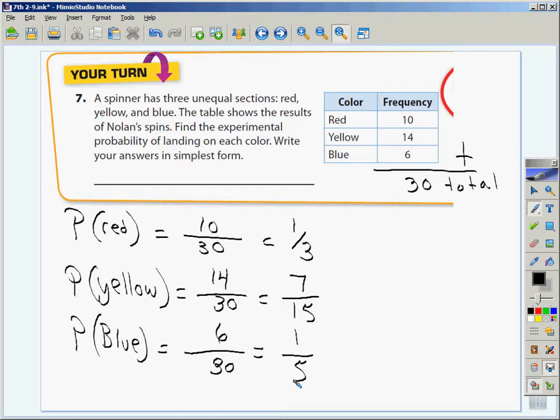Experimental probability will always have data. Always. They had to do an experiment to get experimental probability. It'll always have it. Questions so far? Am I good? Can I go to the next page?